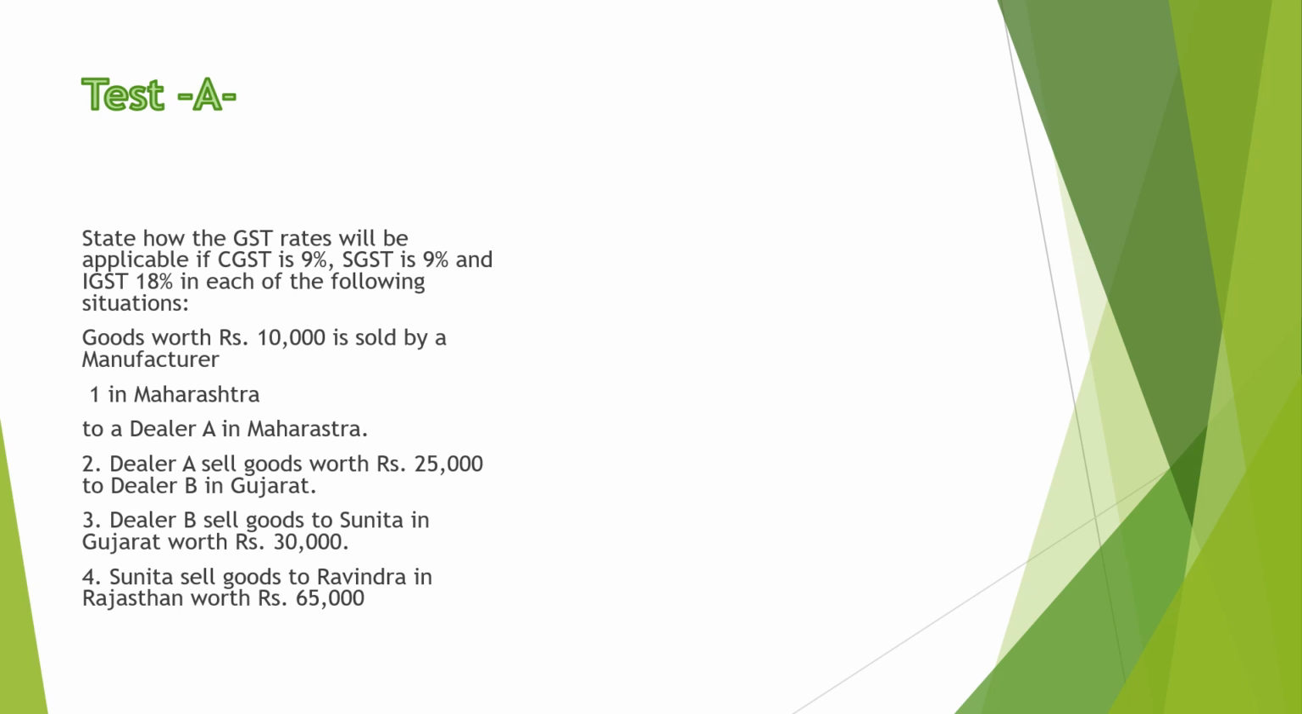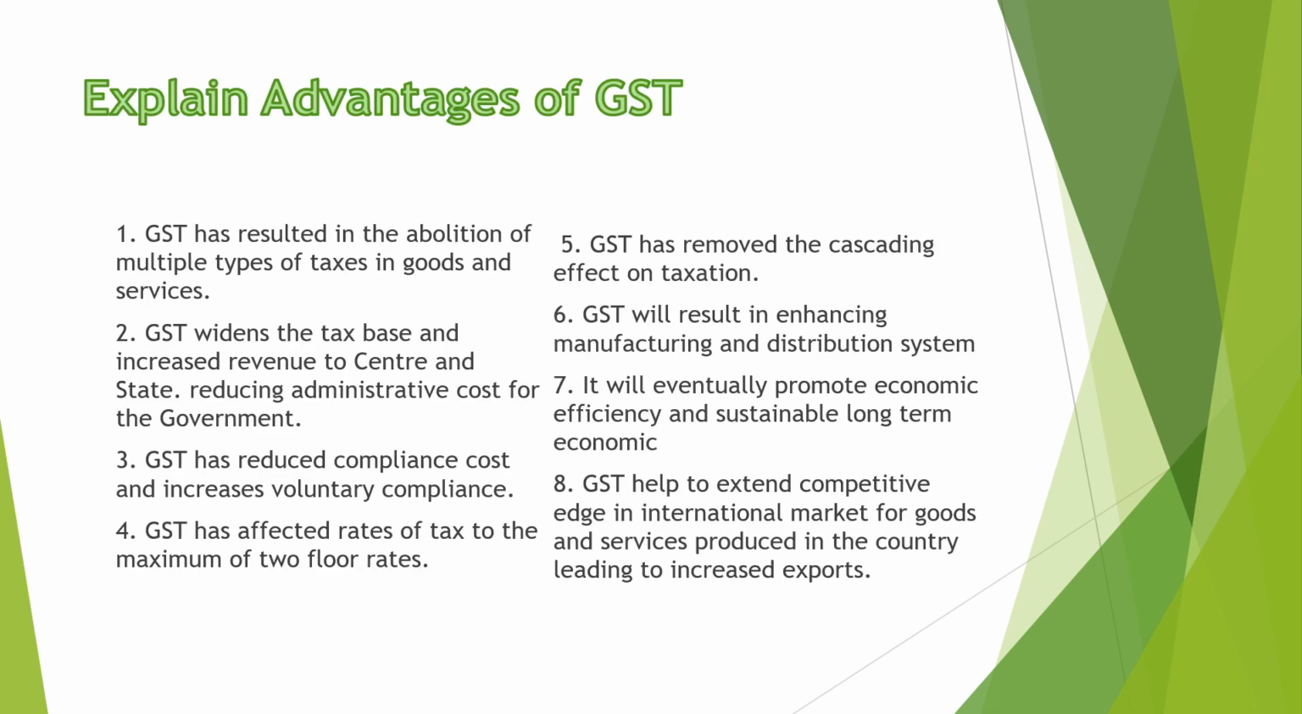Here, my dear friend, a small question is provided for the benefit of understanding. So you try, and somewhere the answer is provided, you check it. So explain advantages of GST. GST has resulted in the abolition of multiple types of taxes on goods and services. GST widened the tax base and increased revenue to the center and state, reducing administrative cost for the government. It has also reduced compliance cost and increased voluntary compliance.